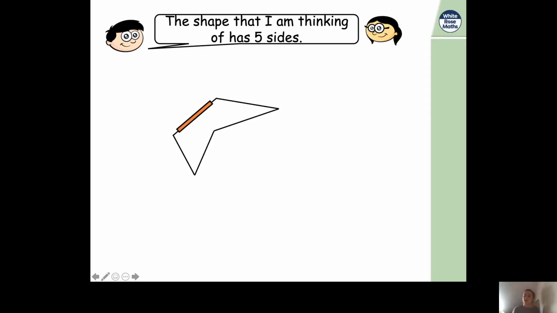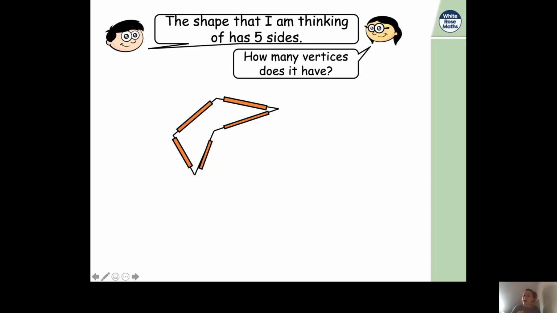And here is the shape that he is thinking of. It has 1 side, 2 sides, 3 sides, 4 sides, and 5 sides. This is not a regular pentagon, but because it has 5 sides, it is still a pentagon. It is an irregular pentagon. Now, I think the girl's about to ask us how many vertices this shape has, don't you? And yes, look, how many vertices does this shape have?